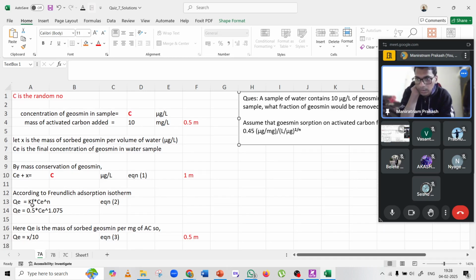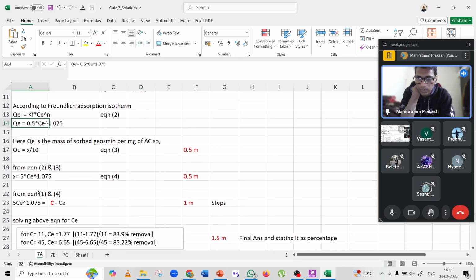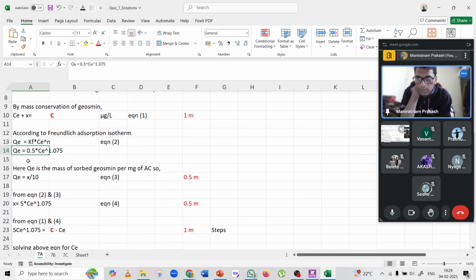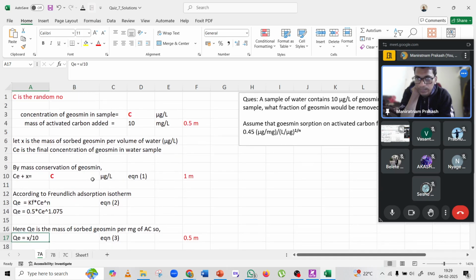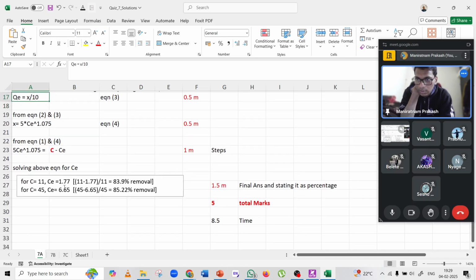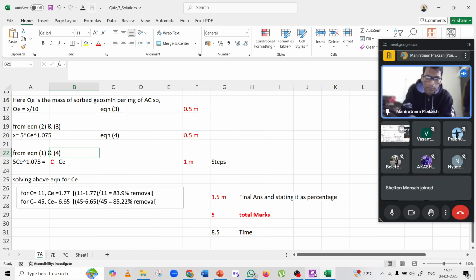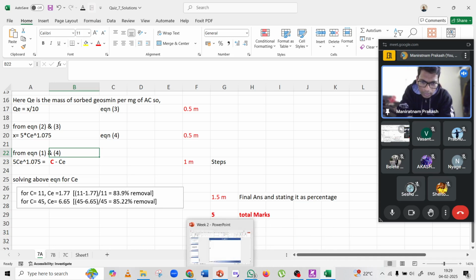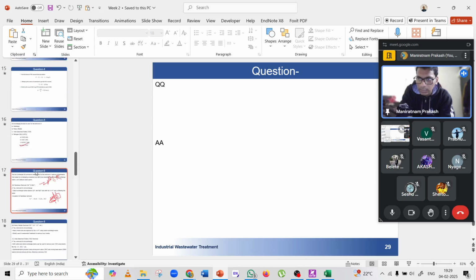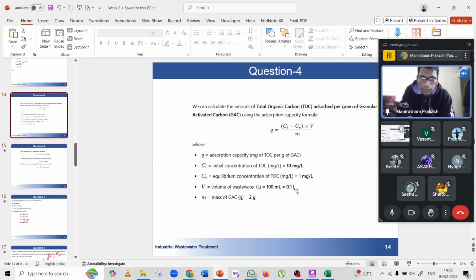Here you can see the first equation: QE is 0.45 into CE to the power 1.075, and then we already know the second equation. It's not written directly, it's in mixed form, but I can reorganize it. The first equation was this, the second equation was this: Q is equal to initial concentration minus C, which I have to find, into volume V, that is 0.5 liter, 500 ml, divided by M, the mass.